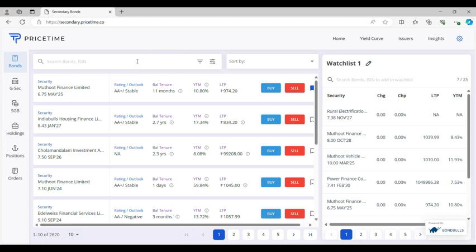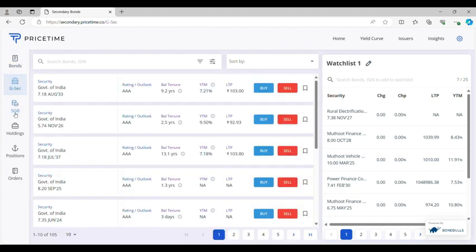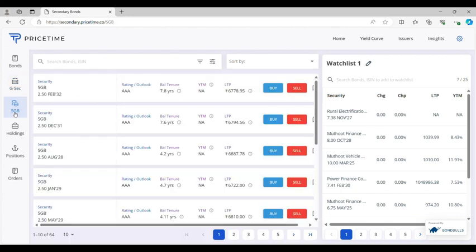This is PriceTime's new bond terminal for the secondary market, where we list bonds that are traded on the exchanges NSE and BSE. We show you corporate bonds that you can see here. We show you GSECs, the government securities, and we show you the SGB, the sovereign gold bonds, which is a very popular product and very specific to India.